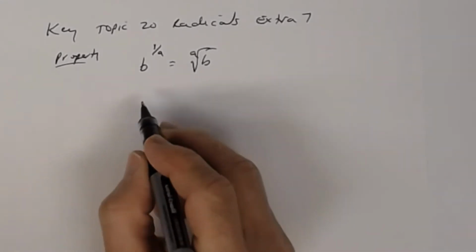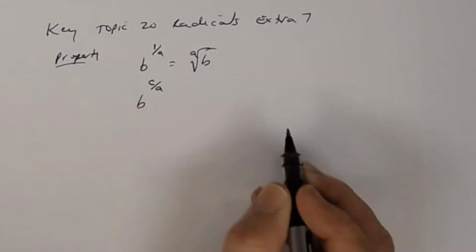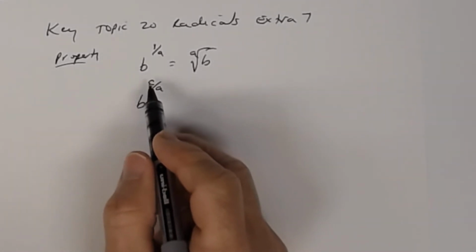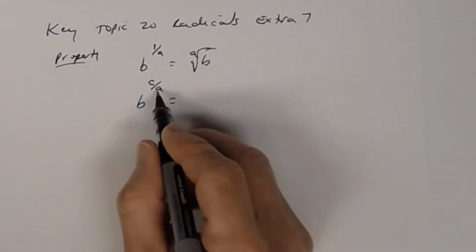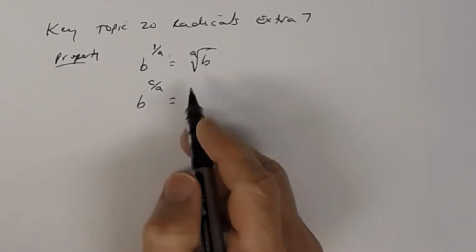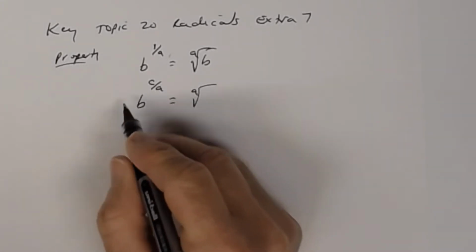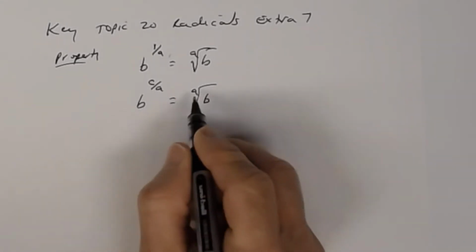Then we extended that to something like this. I'm going to write this as c over a, just to keep the b and the a consistent. So now the numerator is no longer 1. So we saw that we can write this. Remember, the denominator is still your index. So my index is a, so it'll be the a root. The base is your radicand, so it'll be the a root of b.